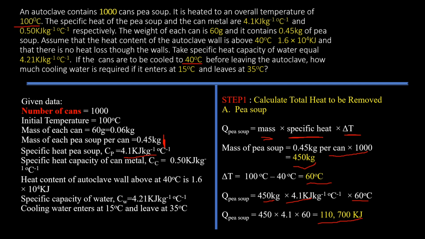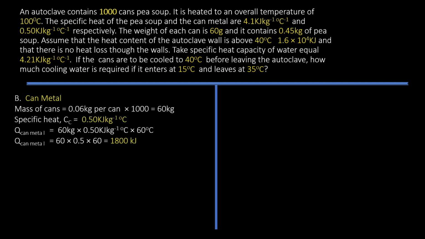Now, this is the heat that water will absorb from the pea soup. And we already know the heat that water will absorb from the autoclave wall from the question here. So the next one we have to calculate is the heat that water will absorb from the can. As I've said, we still make use of the same formula.